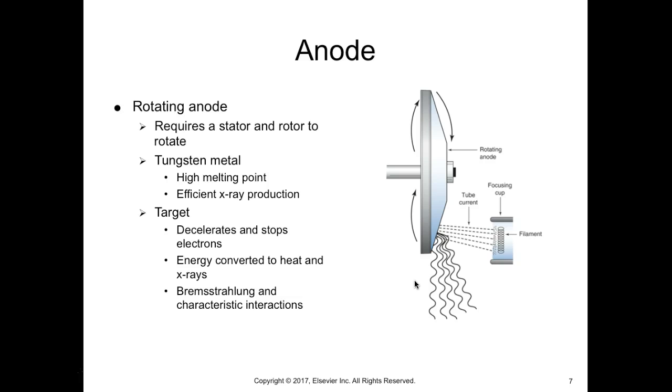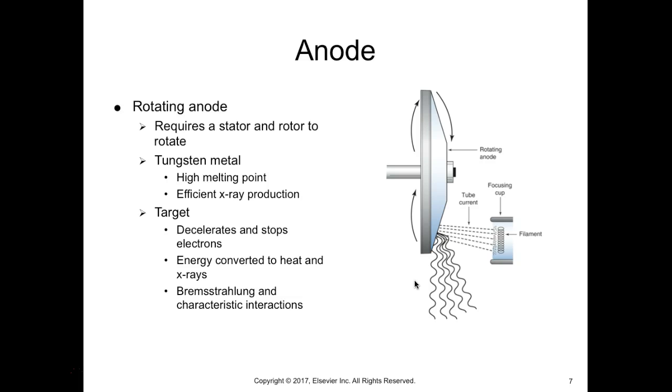The anode rotates to help dissipate heat. So it requires a stator and a rotor for it to rotate. And like I said, the stator's on the outside of the envelope, and it uses an induction motor with magnets to spin the anode. The metal that we use on the anode is tungsten, and we use that because of its high melting point and efficiency in X-ray production. And we'll get into that further down the road. The target is what we use to decelerate or stop the electrons from flowing. The energy is converted to heat. Remember, it's 99.9% heat and less than 1% X-rays.